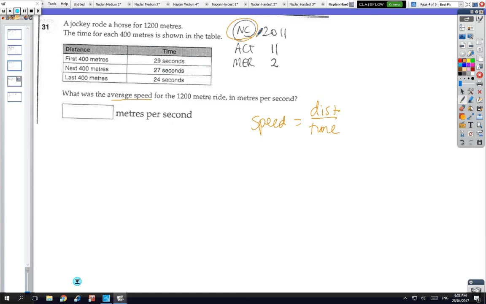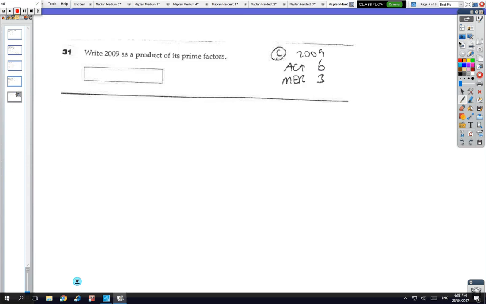Okay, so I've given you the formula. The distance they travel is 1,200 meters, and the total time we have is, we've got to add those numbers up. 4 plus 7 is 11, plus 9 is 20, carry 2, 2, 4, 6, and 2 is 8. So I divide by 80 without a calculator, cross off the zeros. 8 into 12 goes once with 4 left over. 8 into 40 goes 5. So the average speed is 15 meters per second. Okay, and the last question.